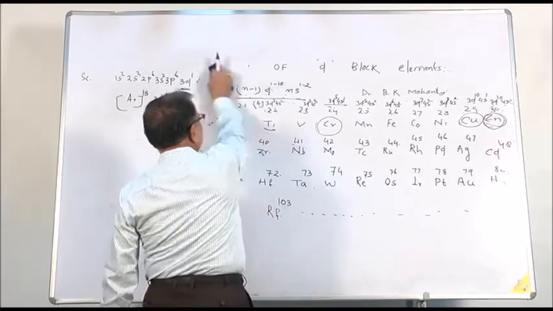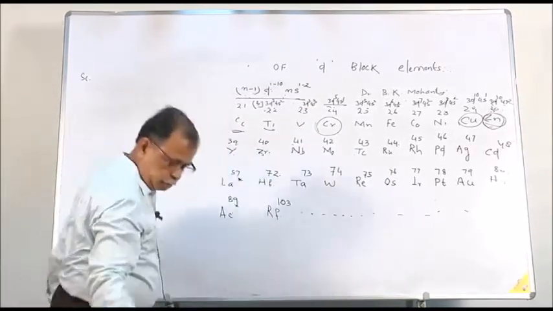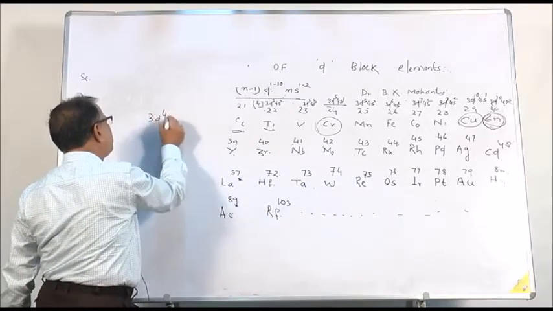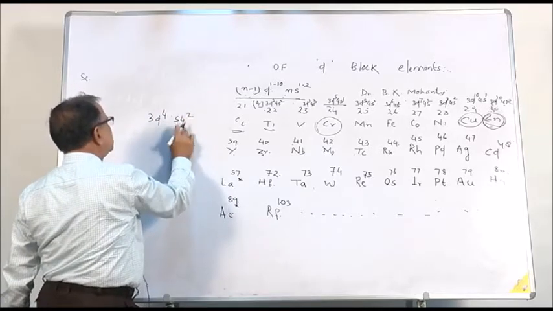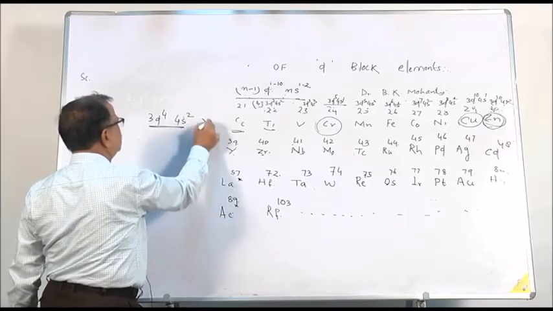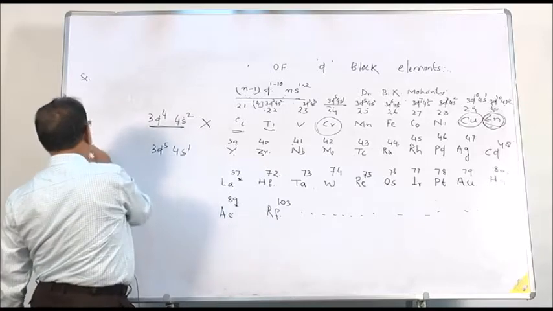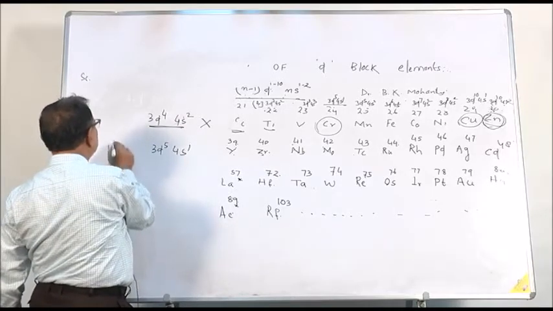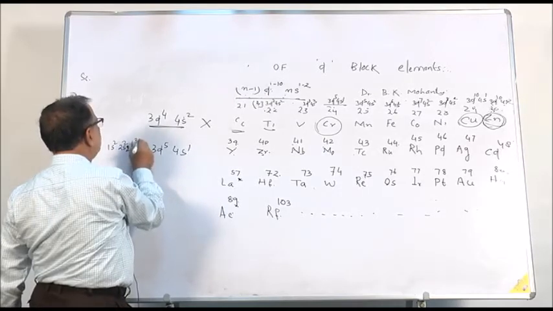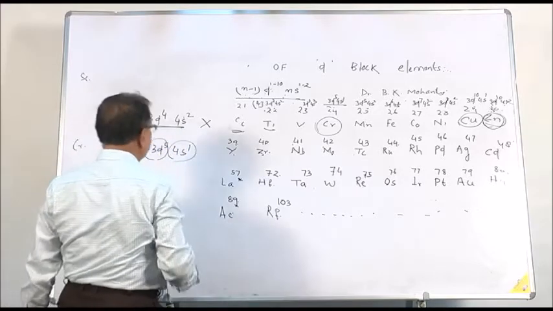Now let us discuss why the difference in chromium. The configuration of chromium is not 3d4 4s2; that is wrong. It is 3d5 4s1. The configuration of chromium is 1s2, 2s2, 2p6, 3s2, 3p6, and then 3d5 4s1.